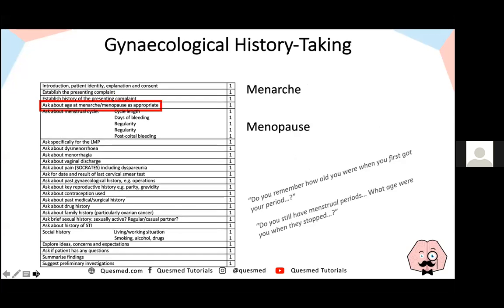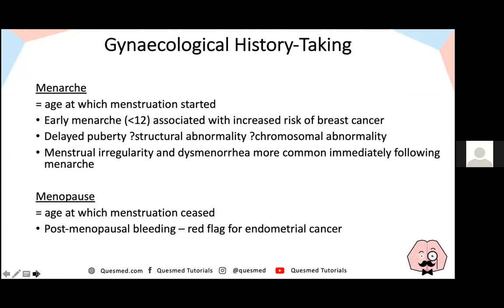So we then go on to the more nitty-gritty of gynae specific things. Often there's a point in the mark scheme for establishing when menarche was or when menopause is, depending on the age of the patient. Remember, menarche is the age at which menstruation started, and the menopause is the age at which menstruation stops. So it's important to be mindful of why we're asking these questions.